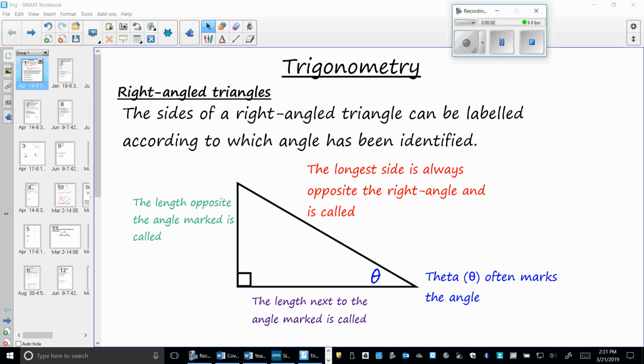Alright, this I should fly through because you've learnt this in the past. Alright, so the longest side of a right-angled triangle is called the hypotenuse.